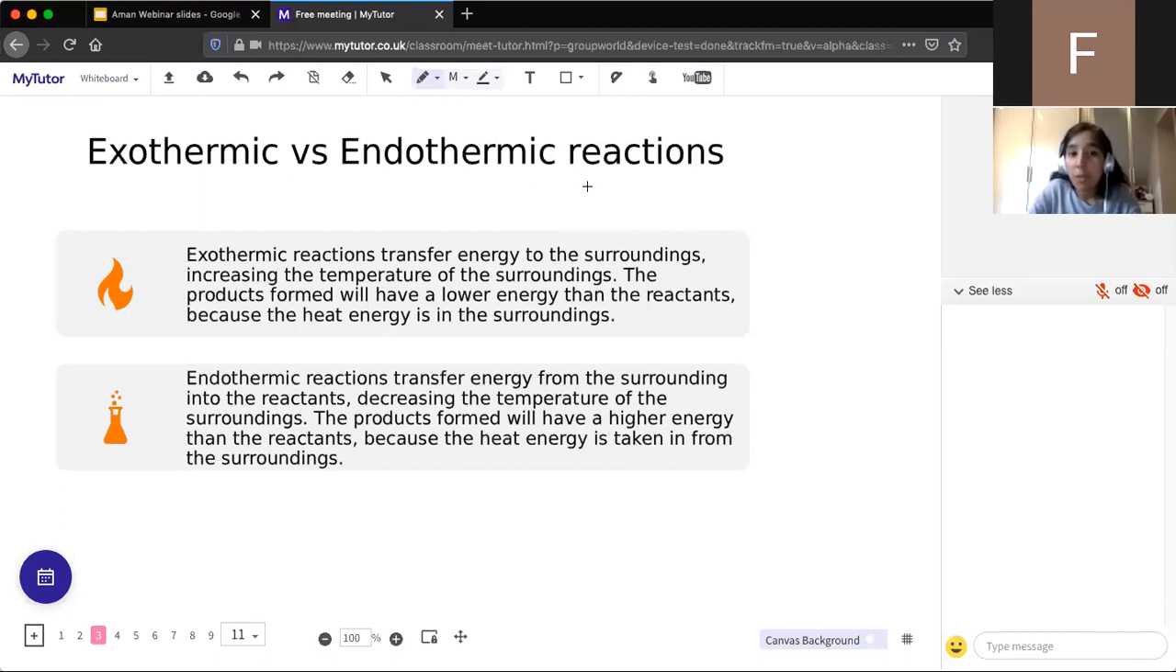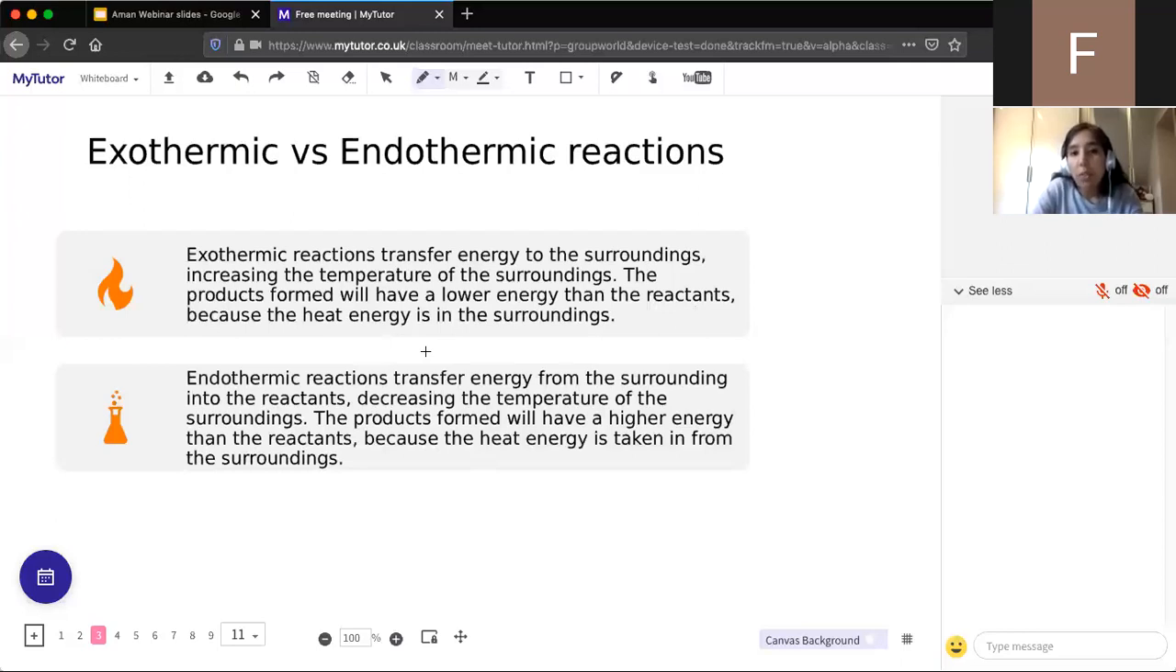So if you've got something to remember that by, exo is where the reactions where we transfer energy to the surroundings. So that means energy leaves that reaction. And the key part is that the temperature of the surroundings will increase. And the products formed will have a lower energy than the reactants. Now that might be a bit confusing to understand.